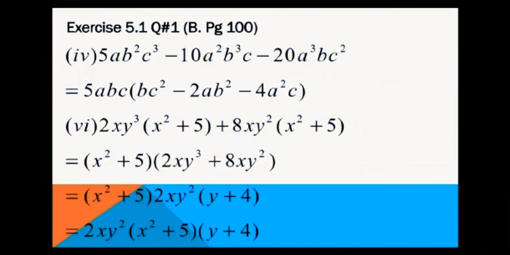Now exercise 5.1, question number 1 from the book page 100. Again we will discuss the same type. So the fourth part is 5ab square c cube minus 10a square b cube c minus 20a cube b c square. So first we will check what is common. You can observe here 5 is common because 5 is going to divide 10 and 20 also. Next we will check a is common in all the terms, b is common in all the terms, and c is also common in all the terms.